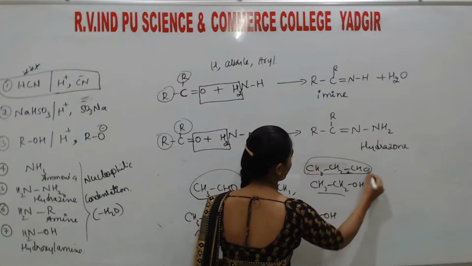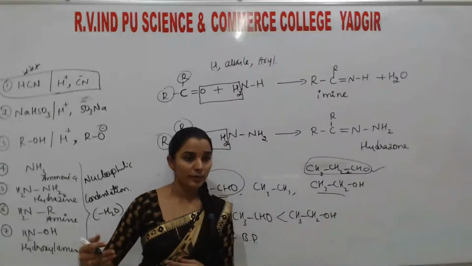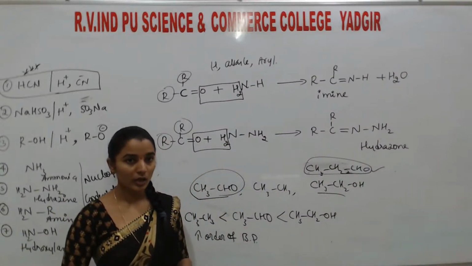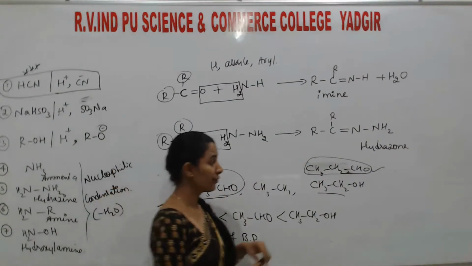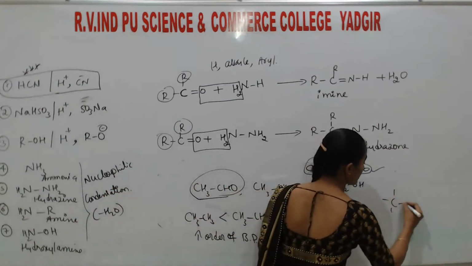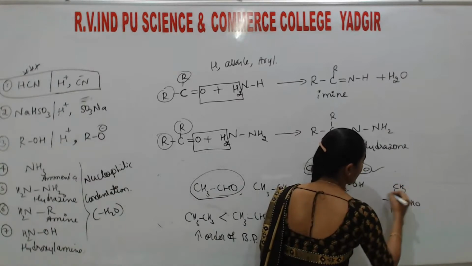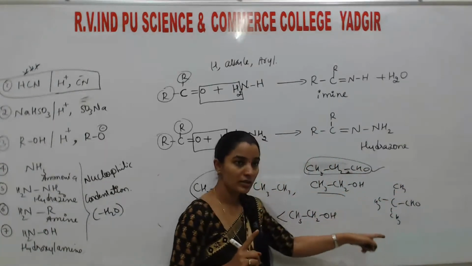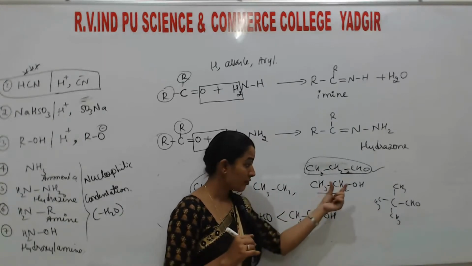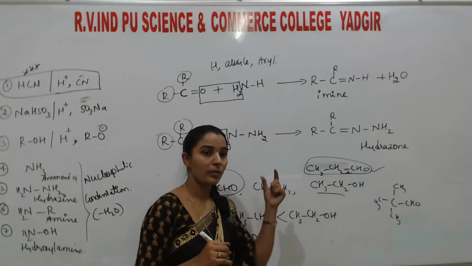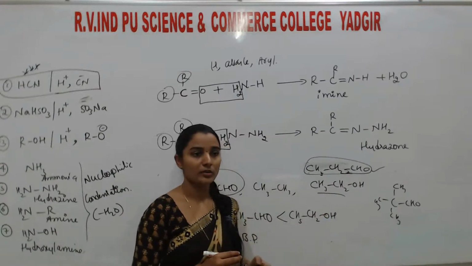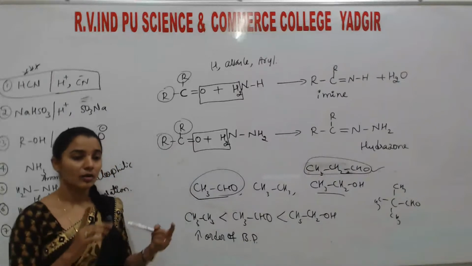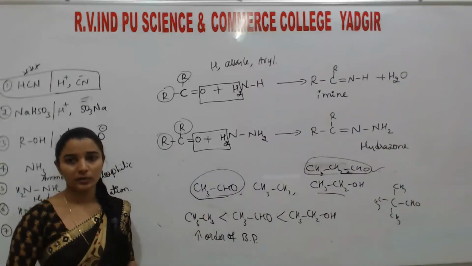If the carbon chain increases, the boiling point increases, especially for a long chain. If the branching increases, the boiling point decreases. Remember, if the branching increases, boiling point decreases. If the long chain increases, boiling point increases. Understood? So this is all about physical properties. In physical properties, there are only two: one is solubility, another one is boiling point.